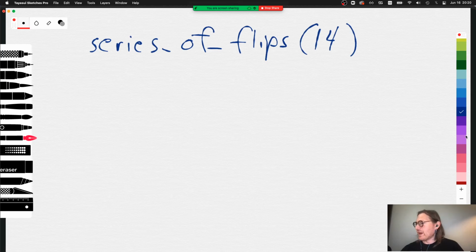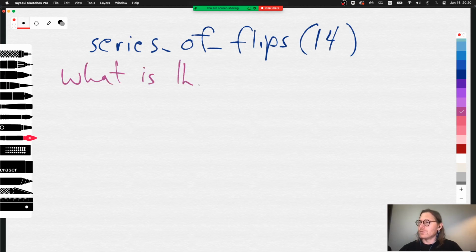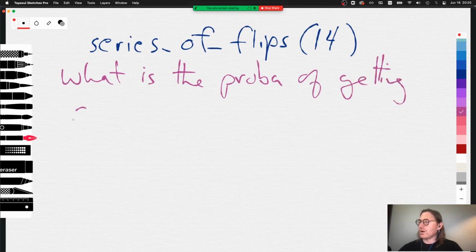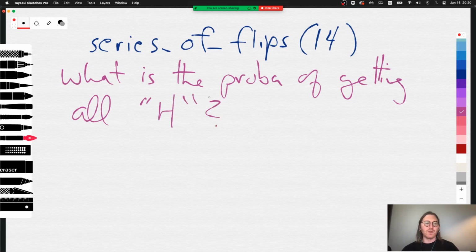I'm going to ask a sort of special question here. What is the probability of getting all heads values? So what is that probability? Does anybody have a guess at that? Just offhand, without programming, without anything. Does anybody have a thought on that?